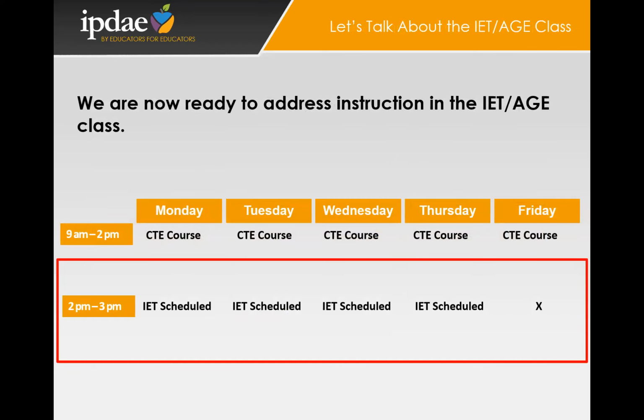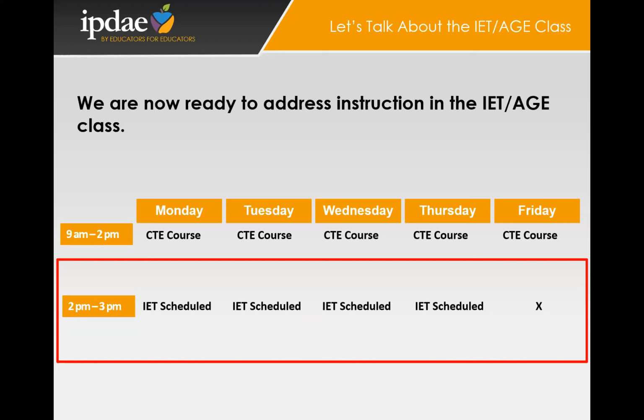Let's refer back to this slide for a minute. I want you to see that the bottom half is now boxed in red. We're going to dig a little deeper into what instruction looks like or should look like in that IET AGE class. I call it IET AGE because in essence, students who are enrolled in IET are AGE students. So this means that they're ESOL, ABE, or GED, right?